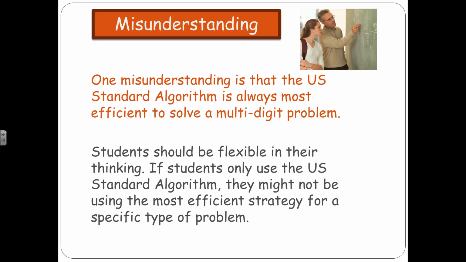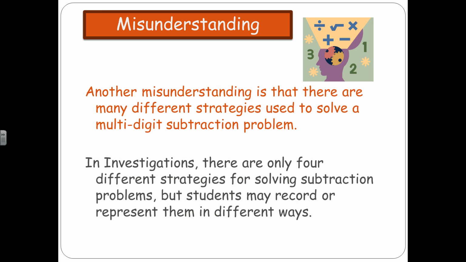There are a couple misunderstandings. One misunderstanding is that the U.S. algorithm is always the most efficient to solve a multi-digit problem. Students should be flexible in their thinking. If students use only the U.S. standard algorithm, they might not be using the most efficient strategy for a specific type of problem. If students are flexible in their thinking, they fully understand numbers, how they work, the relationship between numbers, and how to change or adjust numbers in a way that makes sense.